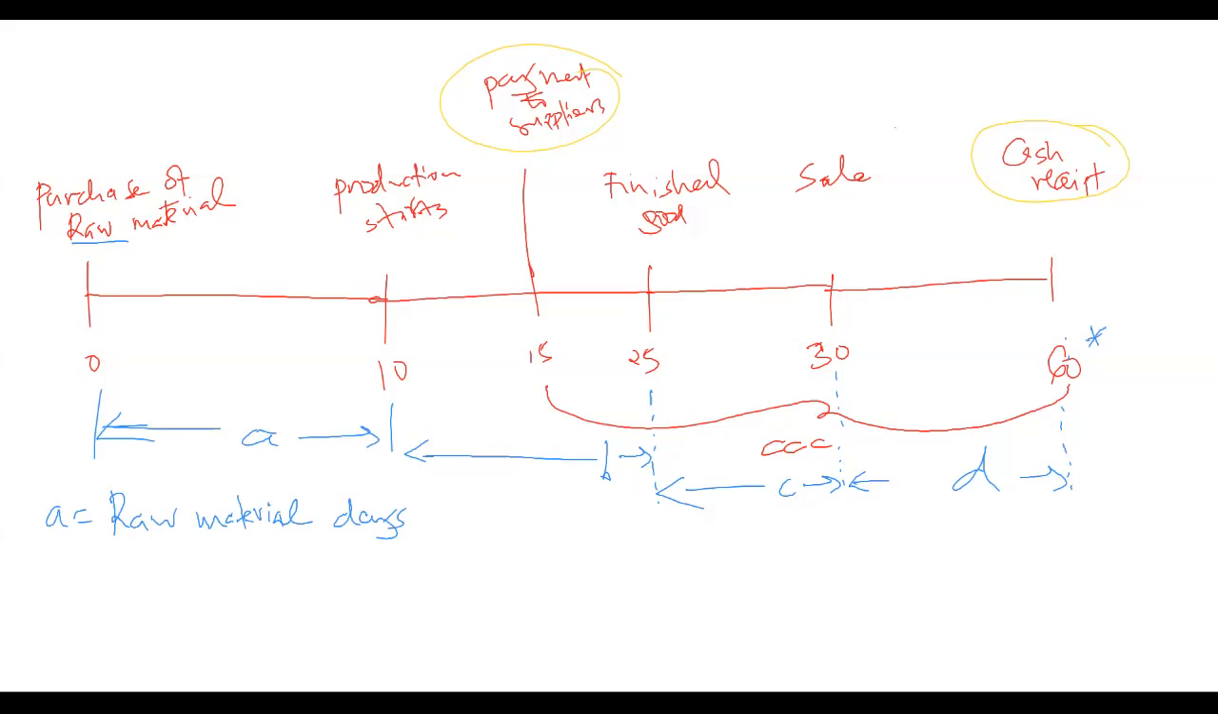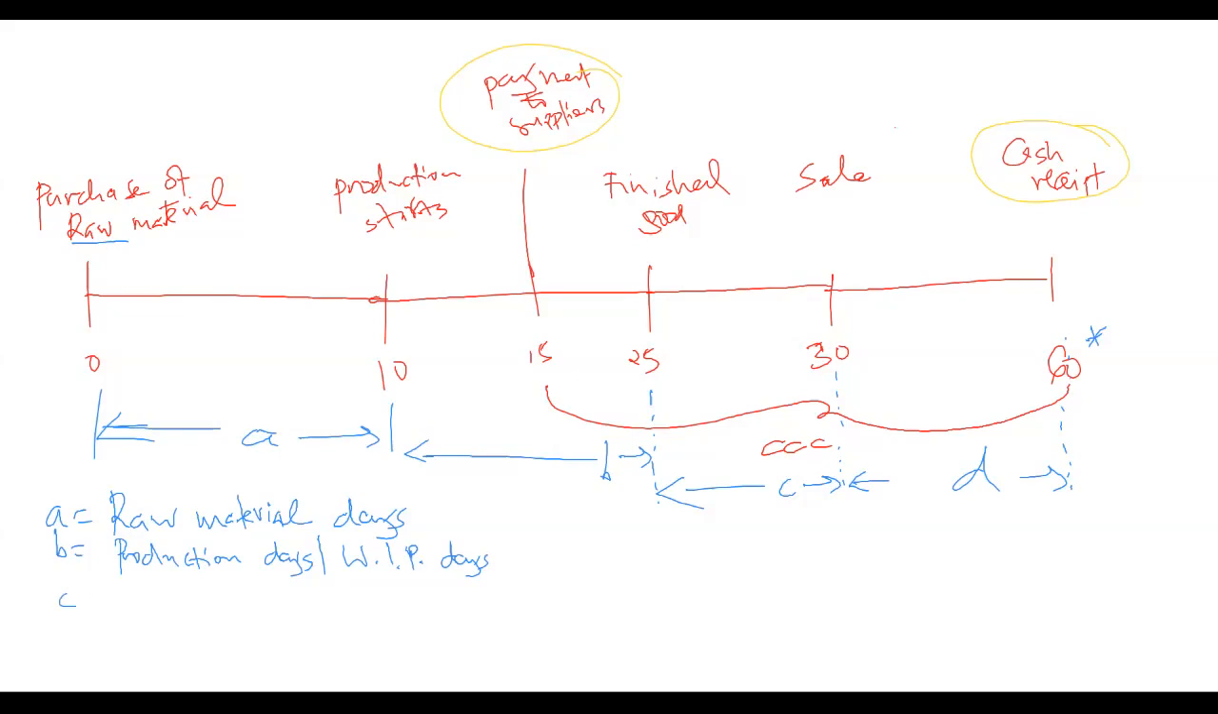From the time we start production to the time we have the finished good, between the 10 and the 25, what do you call it? Production days. It's called the production day. Thank you. So B is equal to production days, also referred to as the work in progress days. It is one and the same thing, work in progress days or the production days.